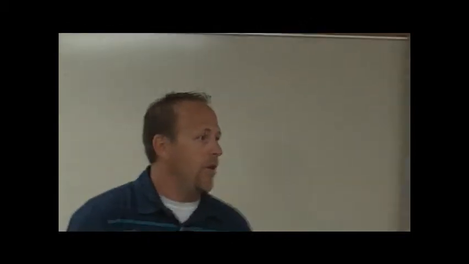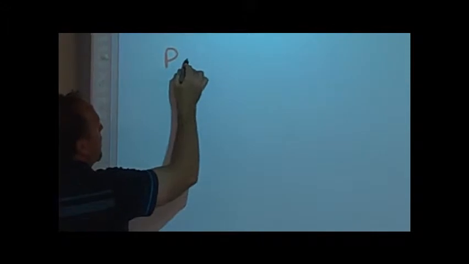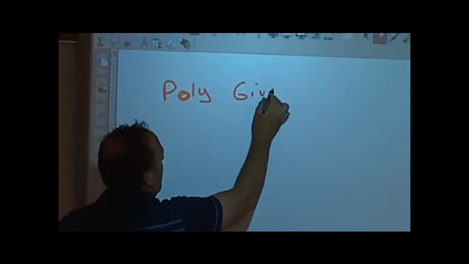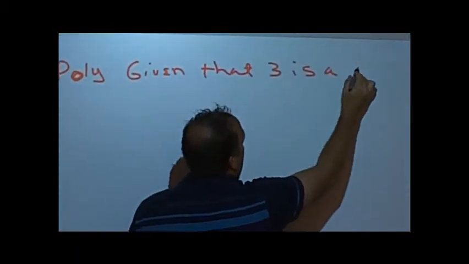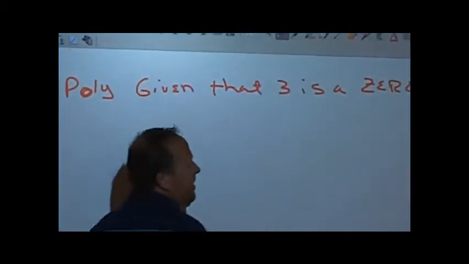Alright, here we go. If they give you a polynomial and they say, given that 3 is a 0, then you have to solve. Okay, here's your polynomial. Given that 3 is a 0, what does that tell you? They want you to find one. X minus 3 is a factor.